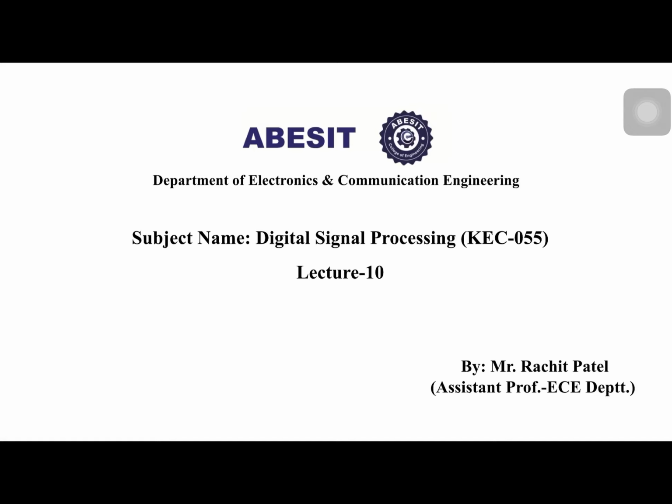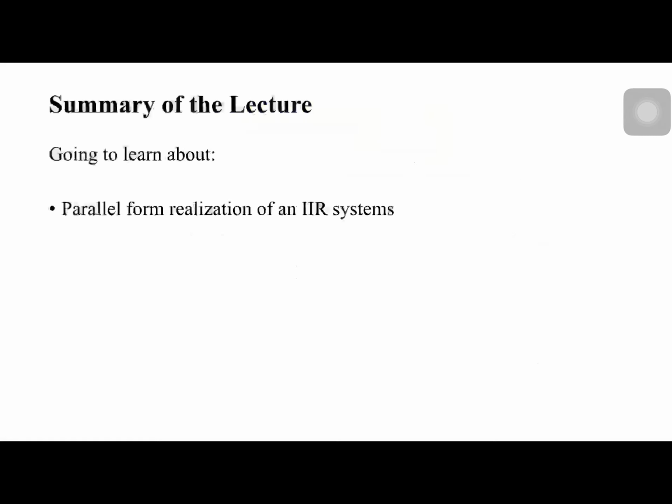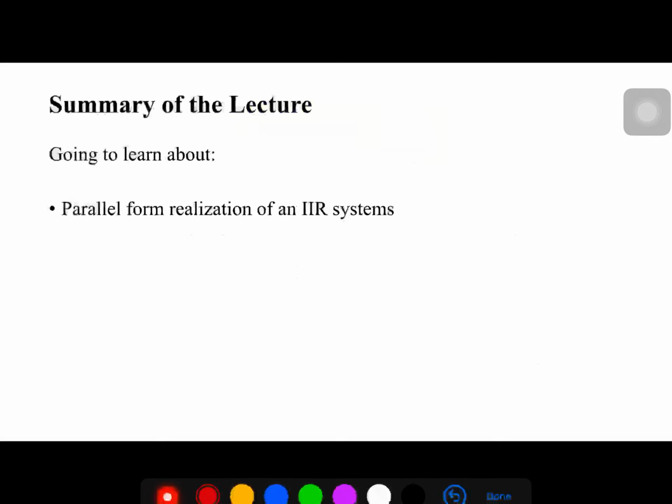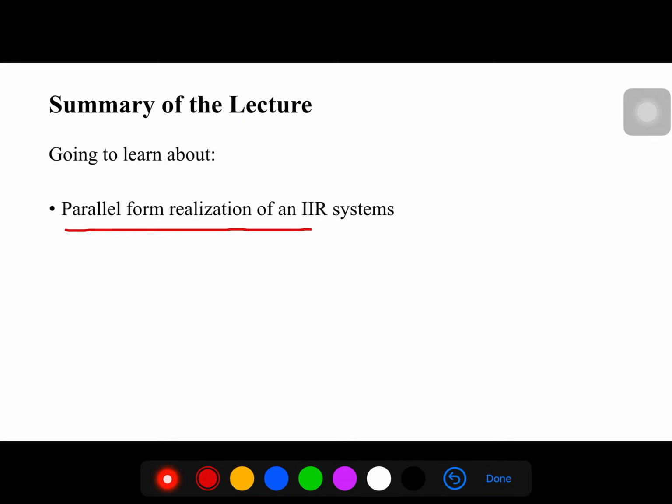This is lecture 10 for the subject digital signal processing, based on your first unit. In this lecture we are going to discuss the parallel form realization of an IIR system. In the previous lecture we discussed the cascade form. In this lecture we are going to discuss this parallel form realization.